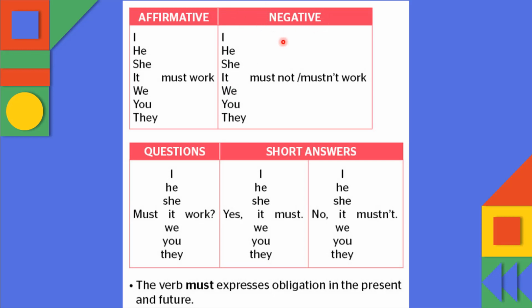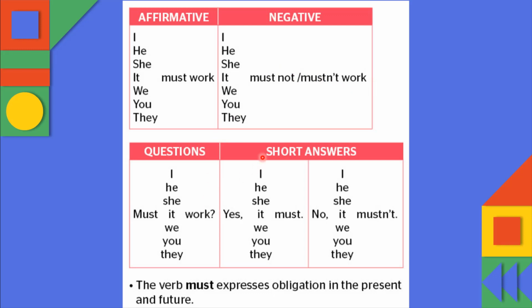For negative, para negativo, pues vamos a utilizar el not, ¿sí?, para hacer la negativa. Sujeto, el must, el not o mustn't, que es la contracción del must not, el verbo principal y pudiéramos agregar un complemento, ¿sí? She must not work on Sundays.